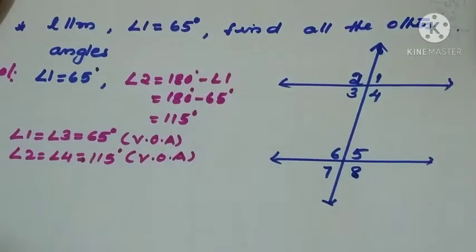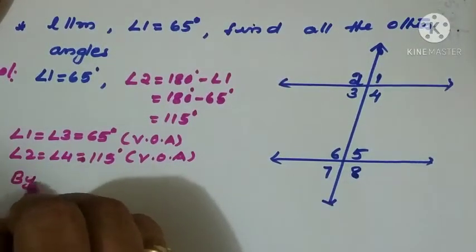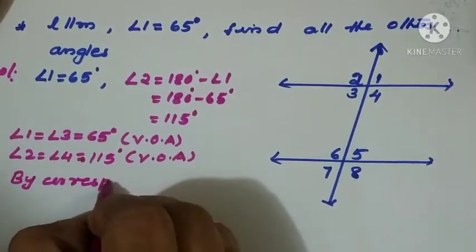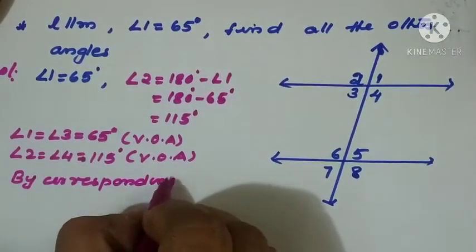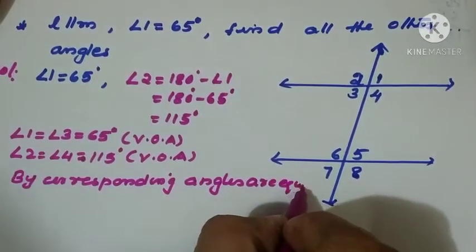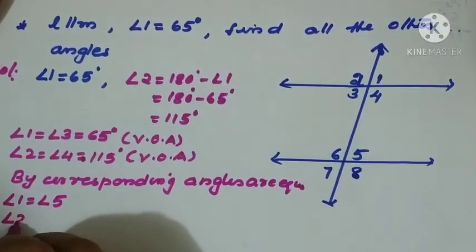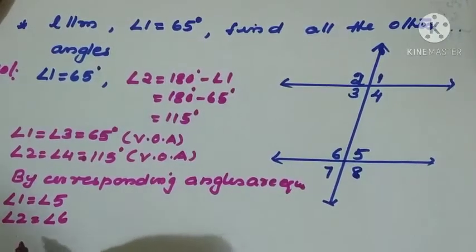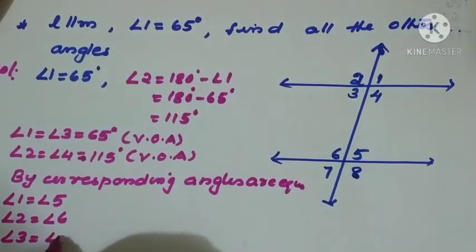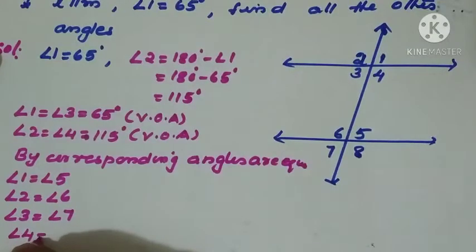Now we got 1 also, 2 also, 3 also and 4 also. Now by corresponding angle criteria, if writing, corresponding angles are equal. Therefore, angle 1 equal to angle 5, angle 2 is equal to angle 6, angle 3 is equal to angle 7 and angle 4 is equal to angle 8.